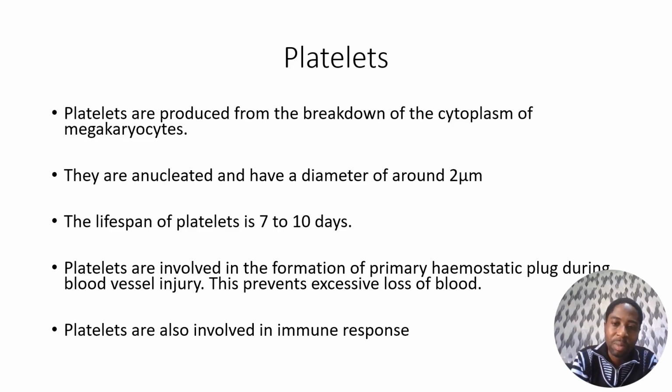But after this primary seal or this first plug is formed to prevent bleeding, later on it may be strengthened. The plug or the seal may be strengthened by coagulation factors so that blood loss does not occur. Platelets also have a secondary function of being involved in immune response.